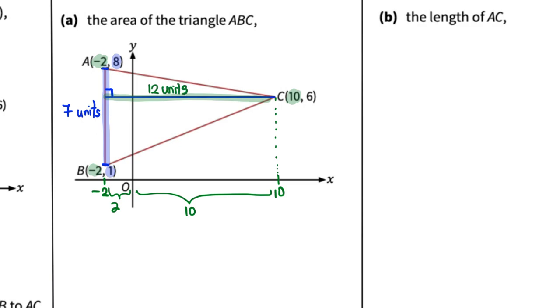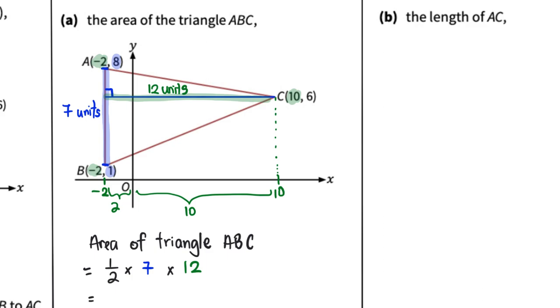And from there on, I would then be able to get the area of this triangle ABC easily now. It is simply half times base times height. 42 units. And let's move on to part B.